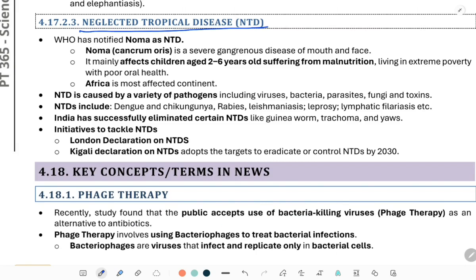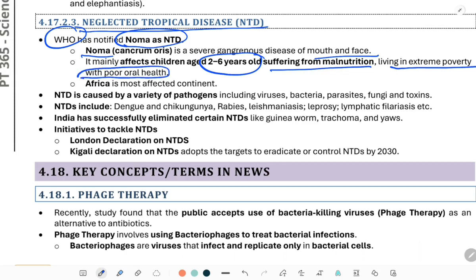Then neglected tropical diseases. WHO has notified noma as an NTD. Noma is a severe gangrenous disease of the mouth and face. It mainly affects children aged 2 to 6 years old, suffering from malnutrition and living in extreme poverty with poor oral health. Africa is the most affected continent, and it is caused by a variety of pathogens including virus, bacteria, parasites, fungi and toxins. Neglected tropical diseases include dengue, chikungunya, rabies, leprosy, etc.